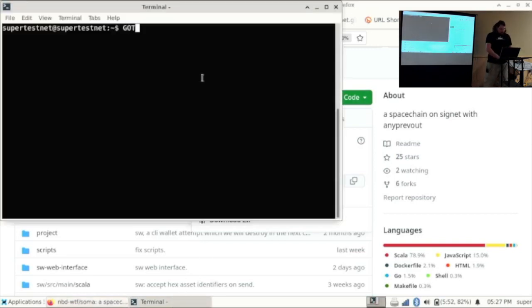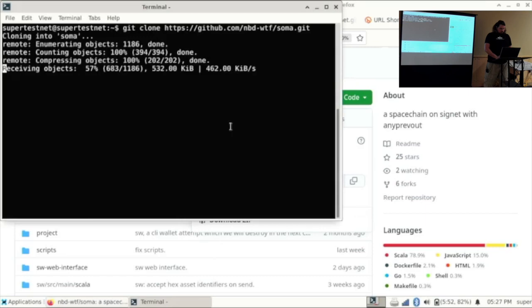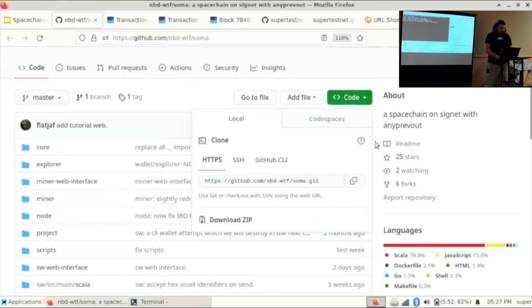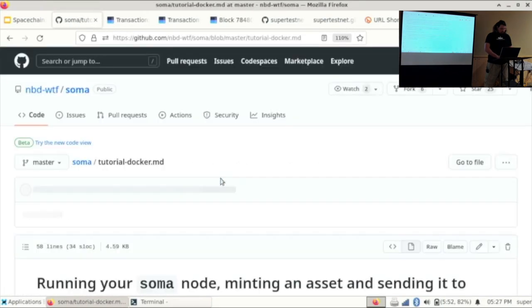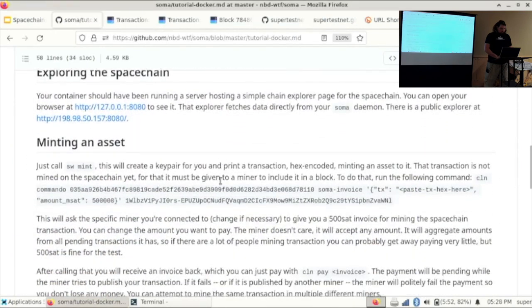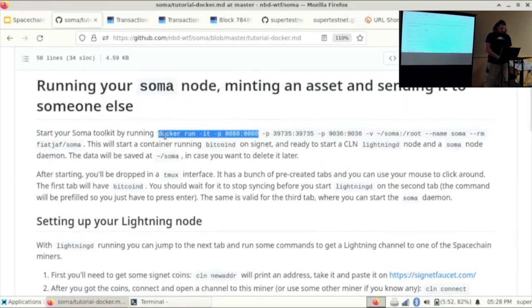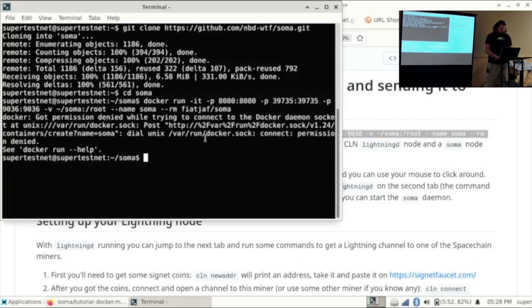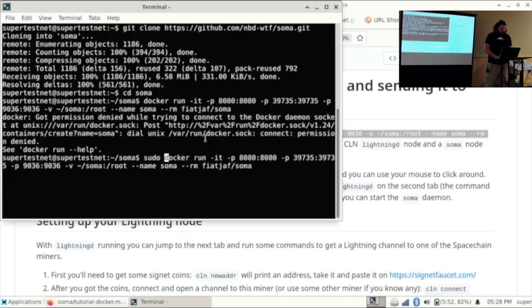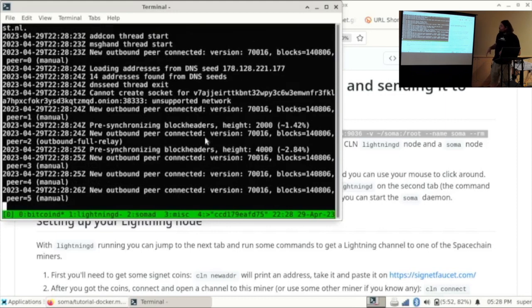So let's download this thing. git clone, paste, and now we'll have a copy of it in a few seconds. And then he gives instructions down here with a little tutorial. So we are going to follow these instructions, which are to run this. Once the thing is downloaded, we just need to run this, and we'll be in a space chain. Go into Soma, paste this line, and I need to do it with sudo, in my case. Okay, and boom. This is Fiat Jeff's space chain.